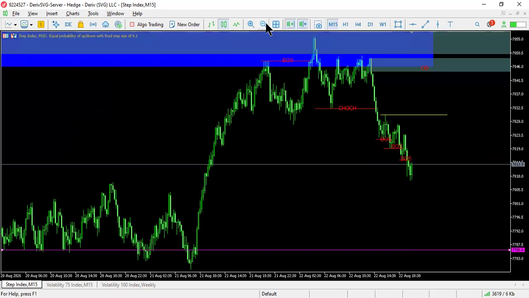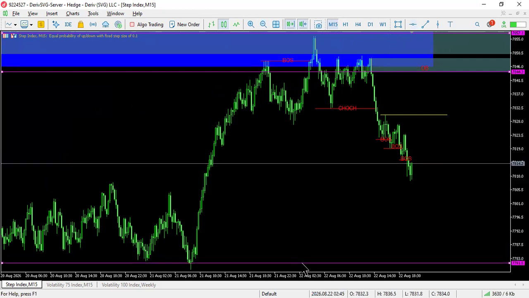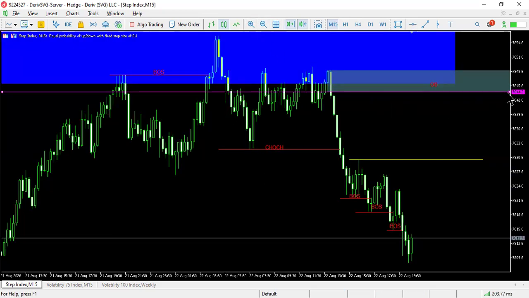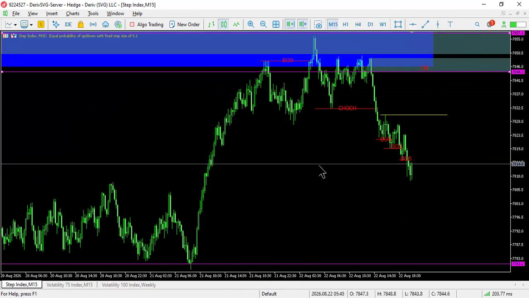Now the coordinates for the sell limit. You can go ahead and place a sell limit on step index with your entry price at 7844.3, stop loss at 7857.1, and take profit at 7781.2, and always apply proper risk management.